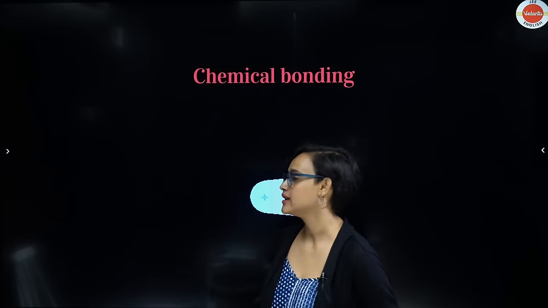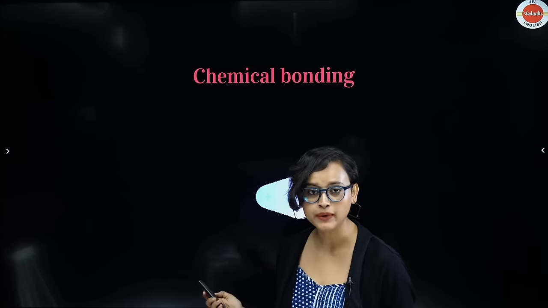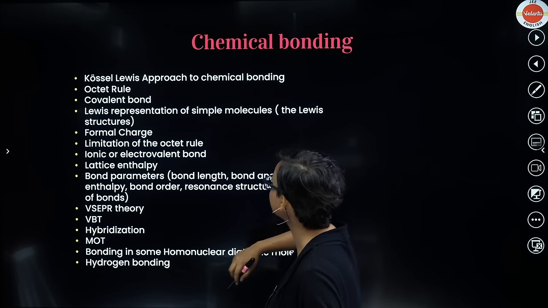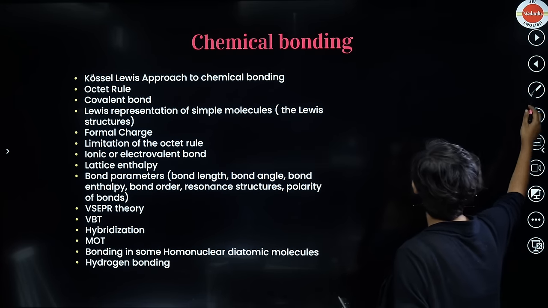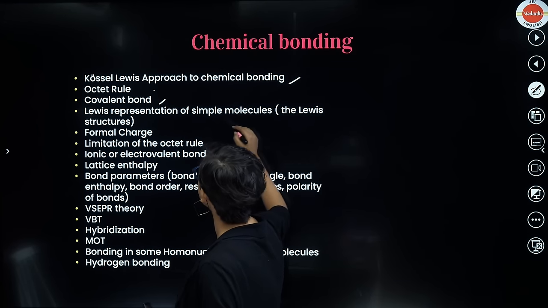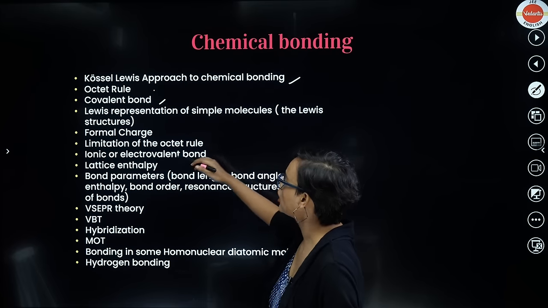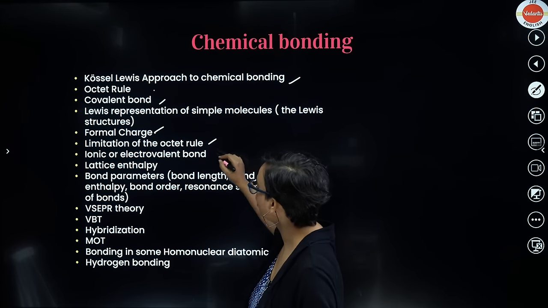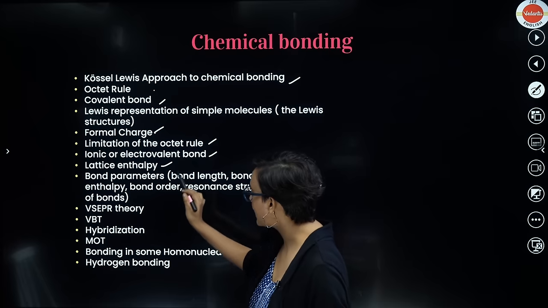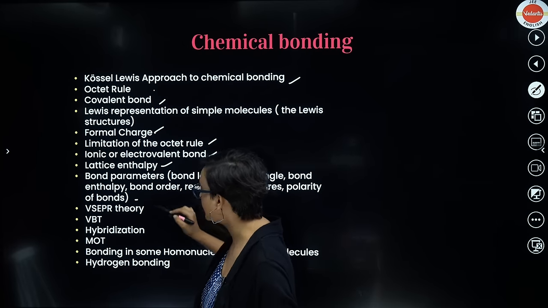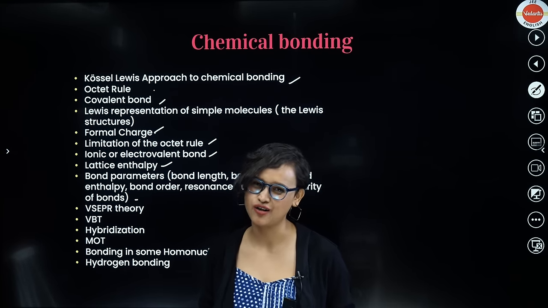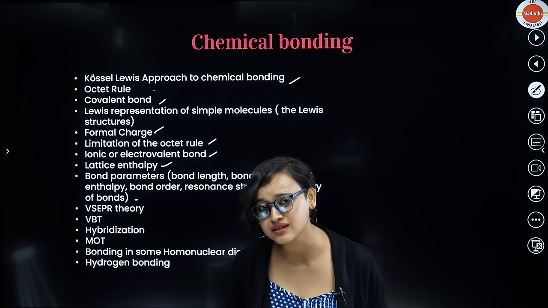All right, so we are starting chemical bonding, and in this chapter the topics that we are going to take a look at are, obviously, the Kossel-Lewis approach to chemical bonding. That's where we will start, and then we will go to the octet rule, covalent bond, Lewis representation of simple molecules, formal charge, limitation of the octet rule, ionic or electrovalent bond, lattice enthalpy, and the bond parameters. Till here it is not very important for JEE Mains, right? But then again, we cannot let it go off because these are the basics of this chapter.